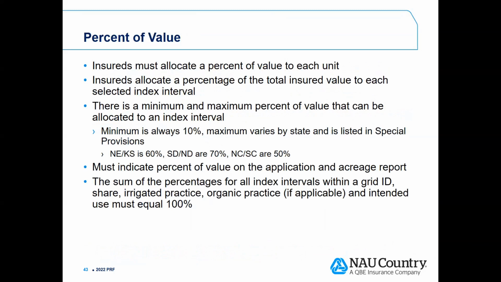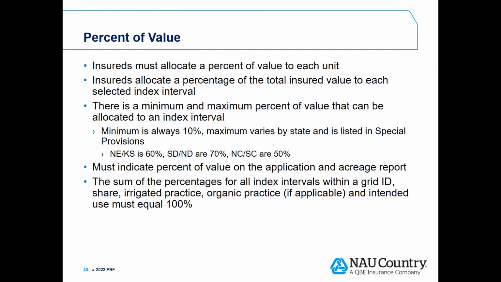Percent of value. While you are going to tell us the entirety of the amount of acres that you put on the policy, when you actually do the acreage report, you will divide it down by a percent of value. And just so you know, you can't put any less than 10% of your acres in any one interval. That is a nationwide minimum. However, in Nebraska and Kansas, you can't put any more than 60% of your acres in any one interval. In South Dakota and North Dakota, you can't put more than 70%. North Carolina, South Carolina, 50%.